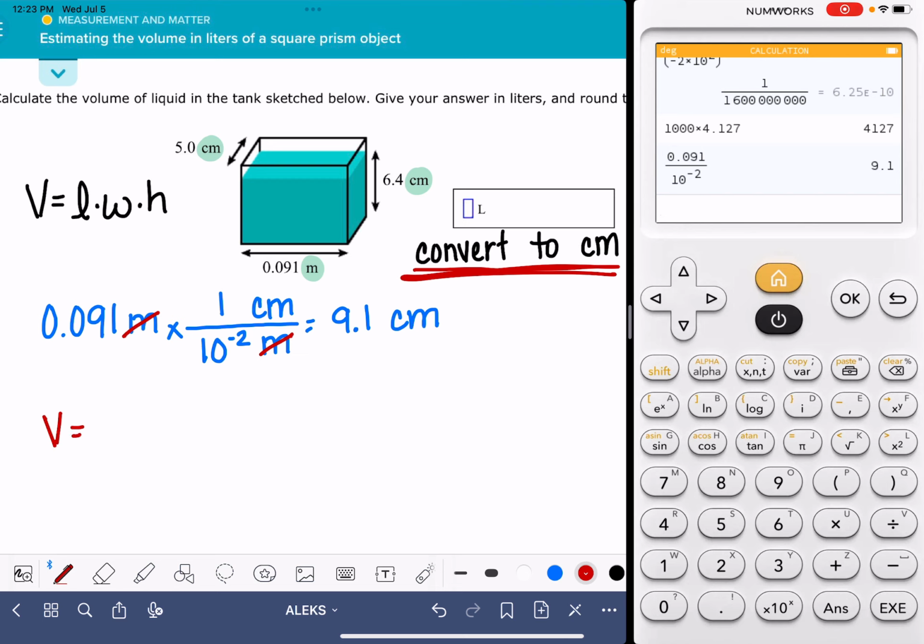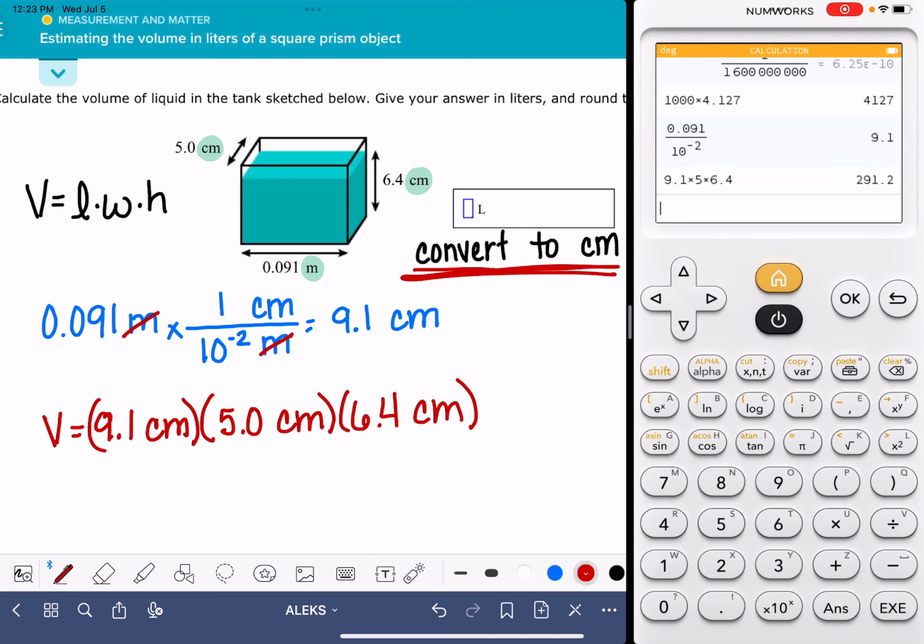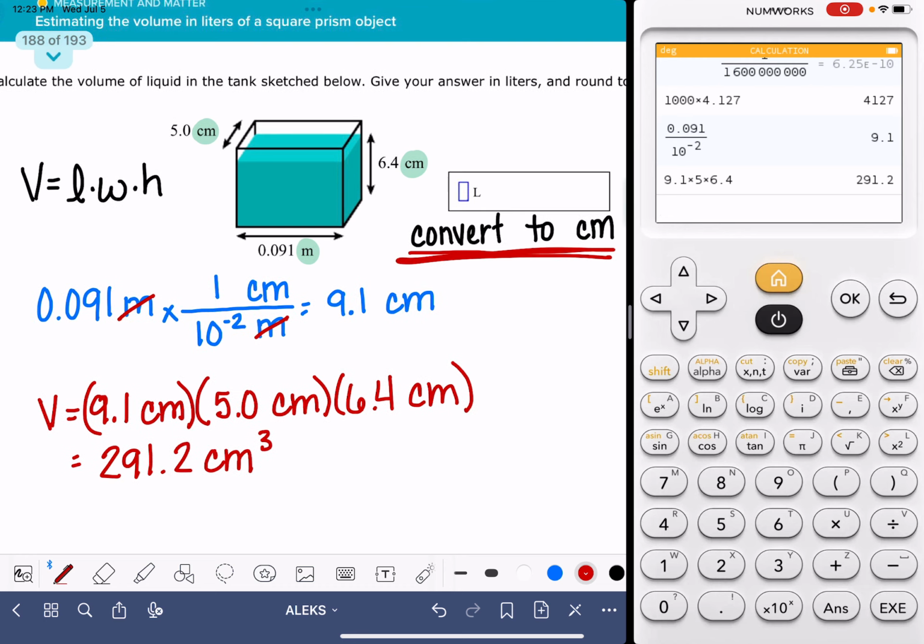Now that everything has the same unit, we're ready to plug it into the volume equation. The volume is our length, which is what we just calculated, 9.1 centimeters, times the width, which is 5.0 centimeters, times the height, 6.4 centimeters. And honestly, it doesn't matter which one you call the length, which one you call the width. The point is that you're multiplying all three of these numbers together. Let's use our calculator to do that. 9.1 times 5 times 6.4 is 291.2, and our unit is centimeters cubed.